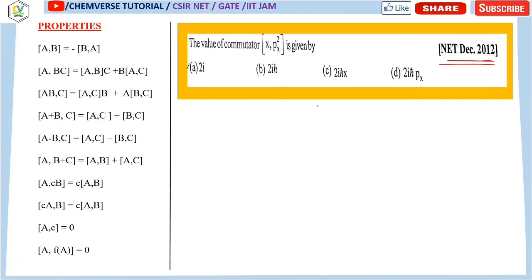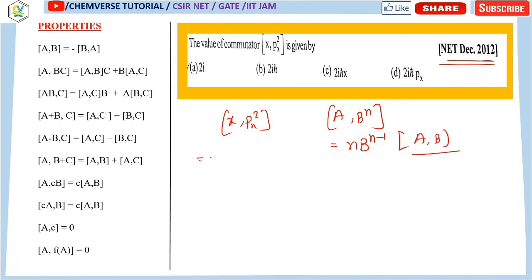Now this expression I have already discussed. This has been asked in December 2012. So it is [x,p squared]. Compared to the expression [A,B to the power n], I can write it as n B to the power n minus 1 [A,B]. I have already discussed this formula in my previous class. In this way I can say that it is 2 p to the power 2 minus 1 [x,p]. So it is 2p, and [x,p] has a value iħ. So what will be your answer? Your answer is 2iħp. 2iħp, this one, option number D.